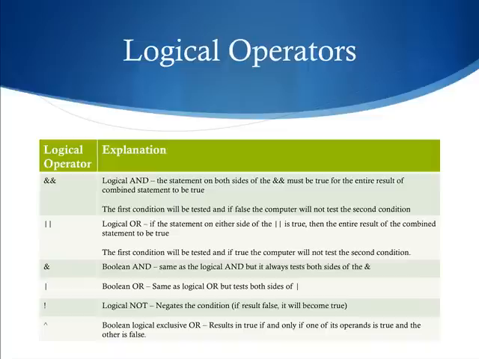Sometimes we want to force those, though. So we have what's called a boolean and, which is a single ampersand. It's the same as the logical and, but forces a test on both sides of the ampersand. A boolean or is the same as the logical or, but again, forces tests on both sides of the ampersand. Then we have something called not. And not negates or makes something the opposite of what it would be.